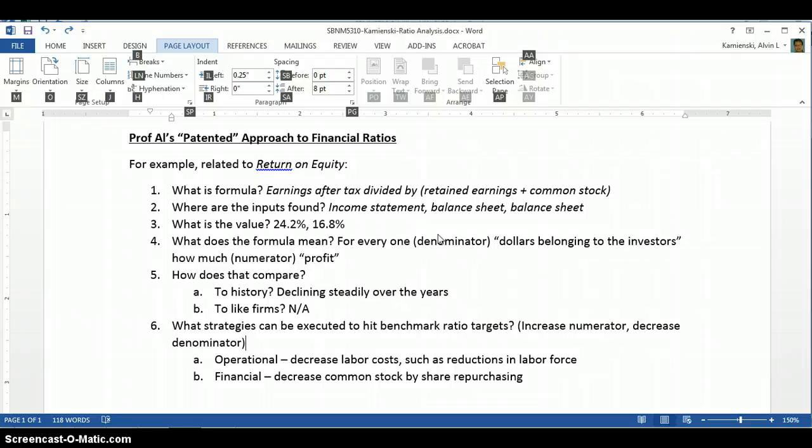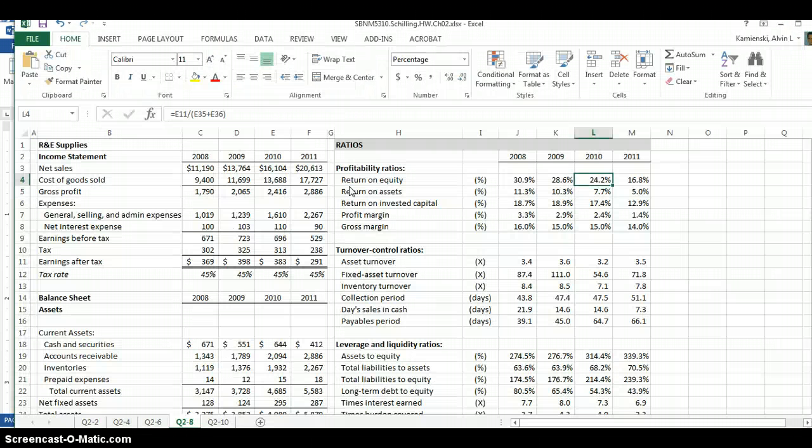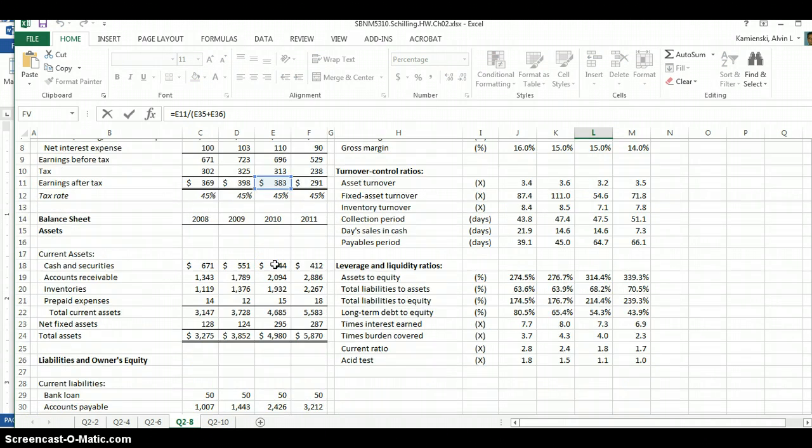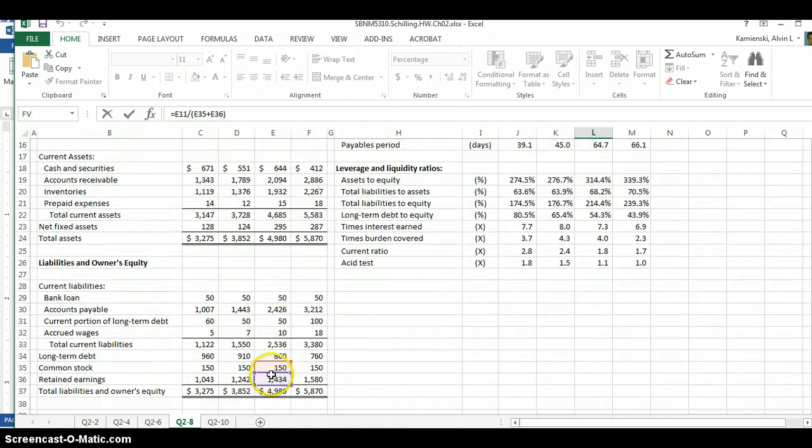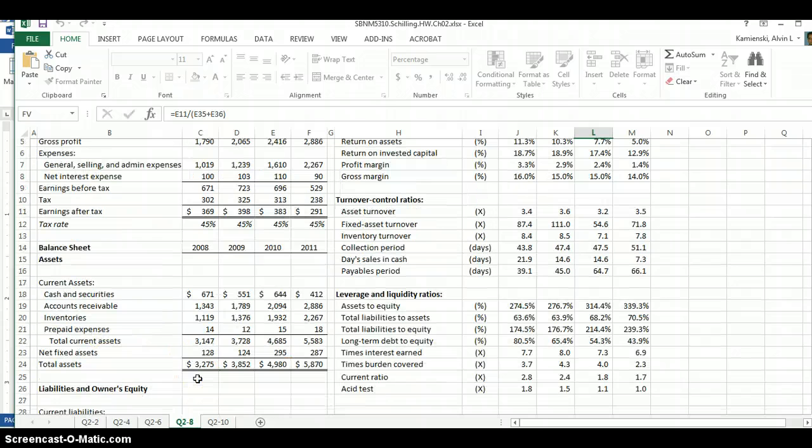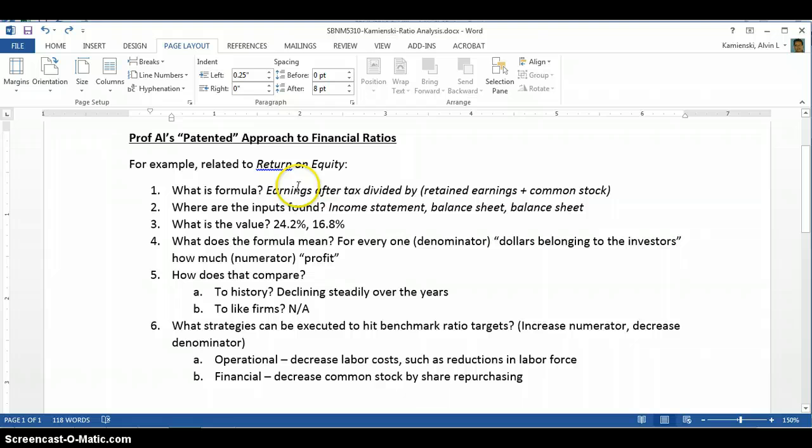So, using the example from chapter 2, I think number 8, the first step that I always deal with is asking, what is the formula? So let's pretend we are using return on equity. Well, the formula for return on equity, as we can see, is E11, which is earnings after tax, divided by the sum of E35 and E36, which are the two equity components on the balance sheet. So the basic formula is earnings after tax divided by the sum of retained earnings plus common stock.